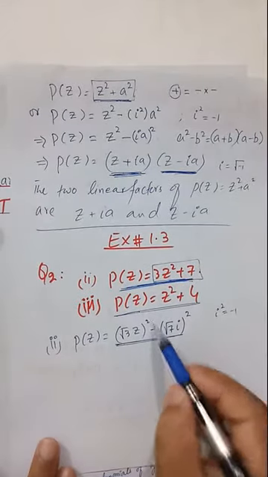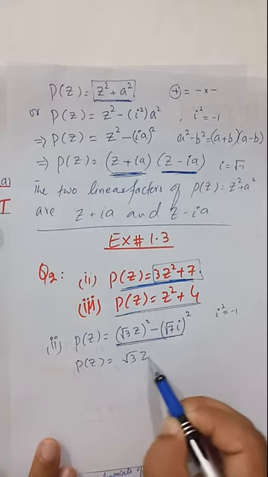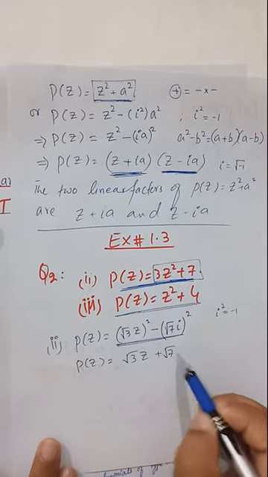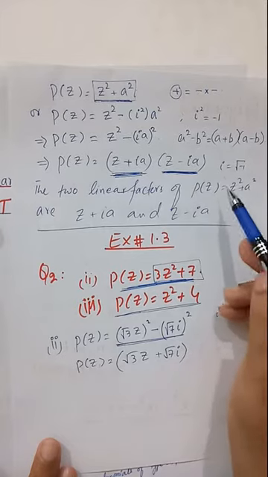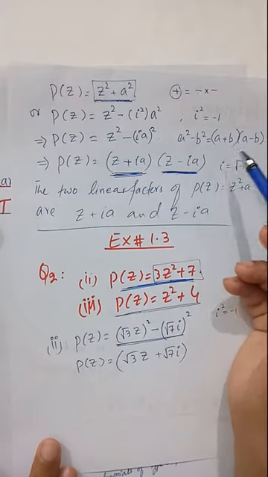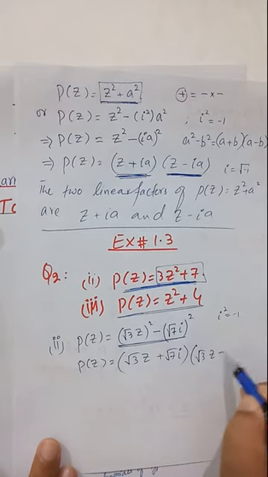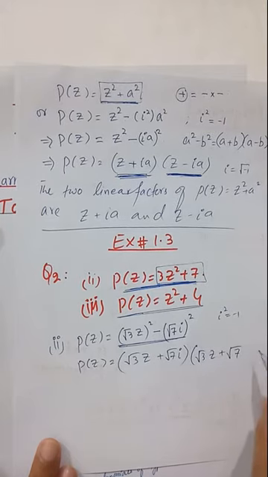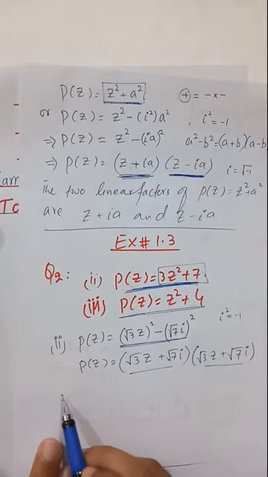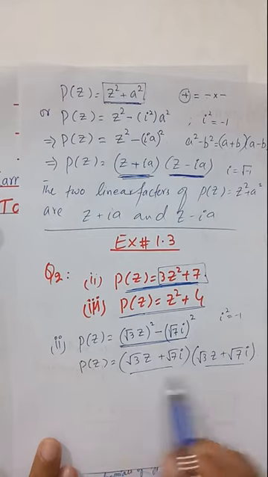So you see that this is a square minus b square. So p of z is equal to, the value of a is this, so a plus b, by using the formula a square minus b square is equal to a plus b into a minus b, and this will be square root of 3z plus square root of 7 iota. So these are the two linear factors. Here you need to write that the two linear factors of this are this and this.